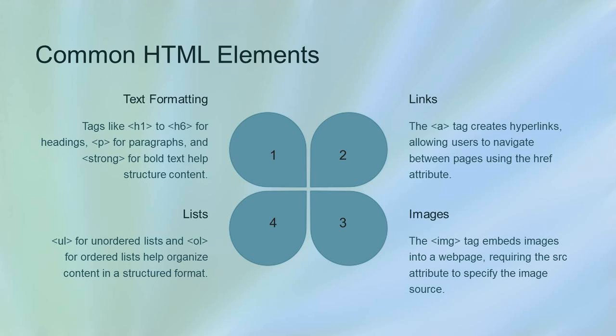This slide highlights some common HTML elements. For text formatting, we use tags like B for bold, I for italics, and U for underline to style our content. Links are created using the A tag, which lets us connect to other web pages or resources. Lists are organized using UL for unordered and OL for ordered lists, with each item inside an LI tag. And for adding images, we use the IMG tag, specifying the source and alt text for accessibility. These basic elements are essential building blocks of any web page.